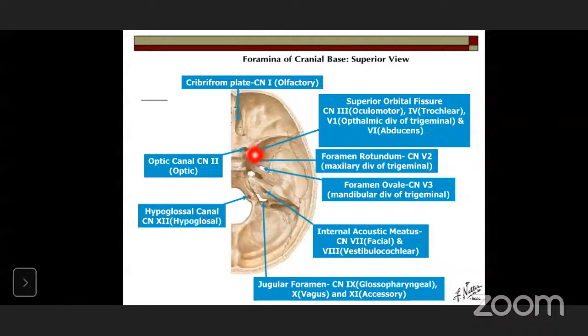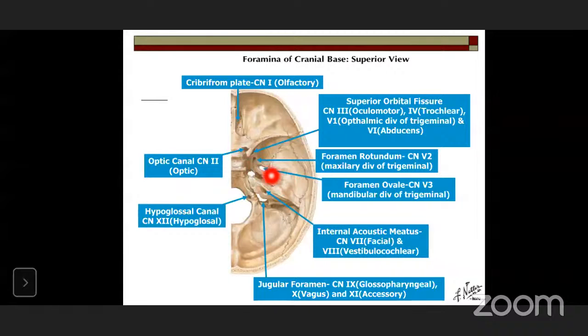In this, actually, there is the third cranial nerve, that is oculomotor, trochlear, and the first division of the trigeminal, that is called the ophthalmic division of the trigeminal nerve, and the sixth one is called the abducens. Okay, these nerves pass through. And the next one is the foramen rotundum. This is called the foramen rotundum, which carries cranial nerve 5, the trigeminal nerve, that is the second division of the trigeminal nerve. That itself indicates that it is the maxillary division of the trigeminal nerve.